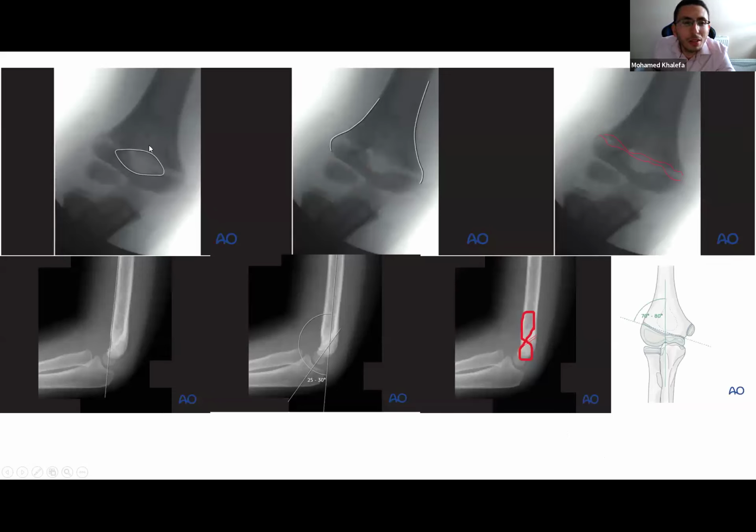So this is how to achieve the reduction. So the olecranon fossa is falling together. You look at the columns, matching columns. There is no overlap of the fracture site. So this is all good. This means that you've got a good reduction.